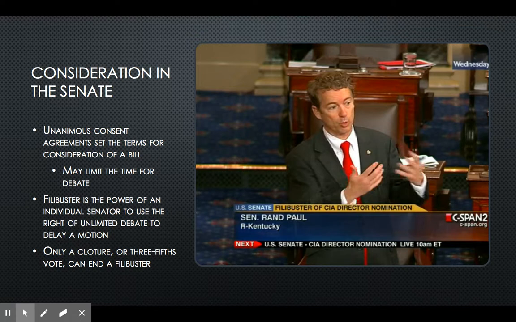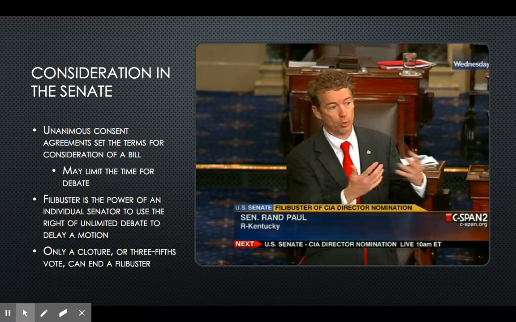In the Senate, they have what are called unanimous consent agreements, and these are going to set the terms for consideration of a bill. They can also limit the time for debate, which is important because in the Senate, they have unlimited debate. And this is where filibuster comes in. And filibuster is the power of an individual senator to use the right of unlimited debate to delay a motion. And by delay a motion, I mean delaying a vote on a piece of legislation.